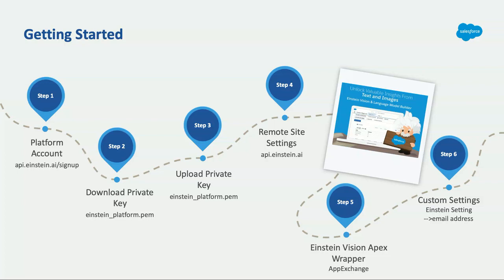The wrapper is basically going to take thousands and thousands of lines of code and provide you with methods where you can make a single call to a method and, for example, create a data set or make a prediction. And then finally, there's a custom setting that you have to update, which is essentially your email address. It needs to be the same email address that you used when you activated the account.